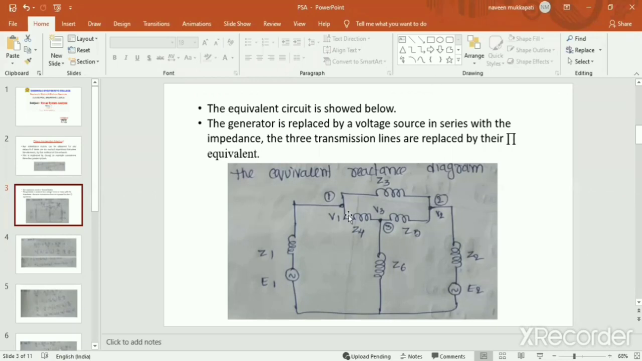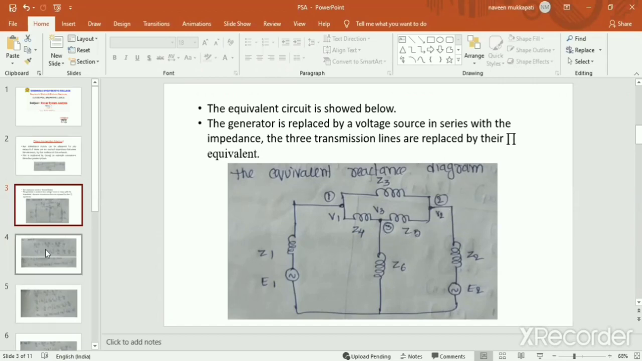First we mention the buses. This is bus 1, this is bus 2 and this is bus 3. Buses mean the nodes. How many nodes are there? First node, second node, third node. In the equivalent reactance diagram we have three nodes, that is 1, 2, 3.